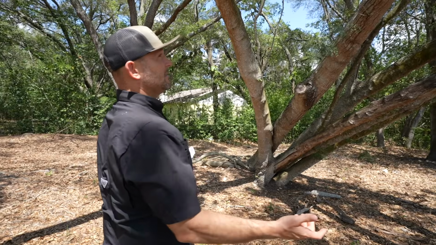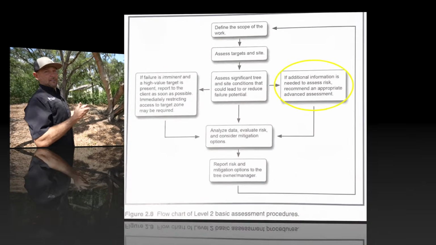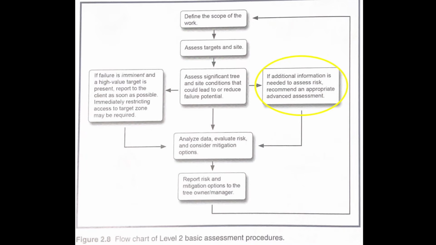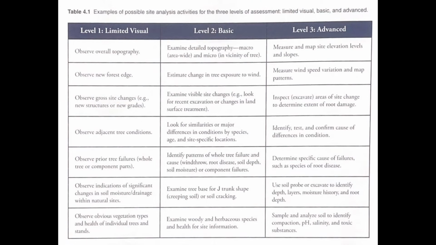So then we might consider that maybe there's more assessment needed. And that would be considered an advanced assessment. Right now, we're just doing a basic assessment. So an advanced assessment might include climbing in the canopy or excavating roots to see what's going on. Do we have decay? Is there something that we should be more worried about? So in a basic assessment, it's mostly visual, a little bit of mallets and stuff like that.